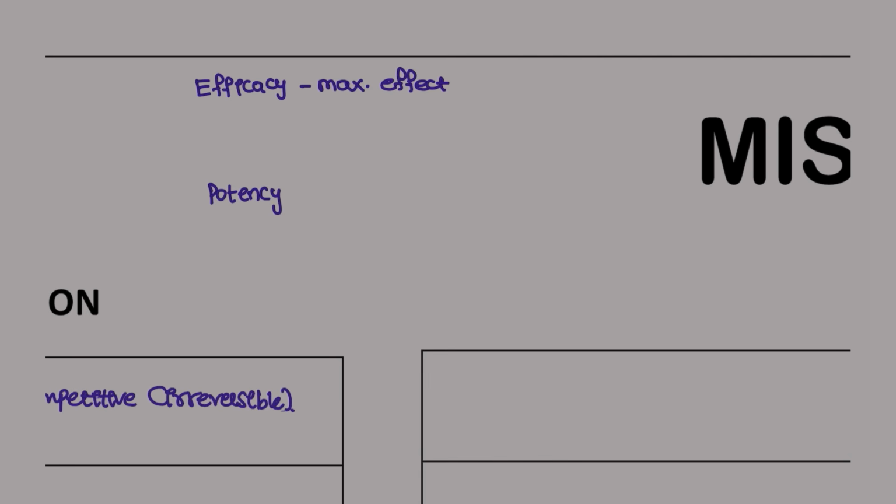Then coming to potency, potency is always inversely proportional to the dose, right? That means the less dose of the drug will be more potent, and the more dose of the drug will be less potent. So how will that be seen in the graph? Let's see, this is the one diagram we are going to check.